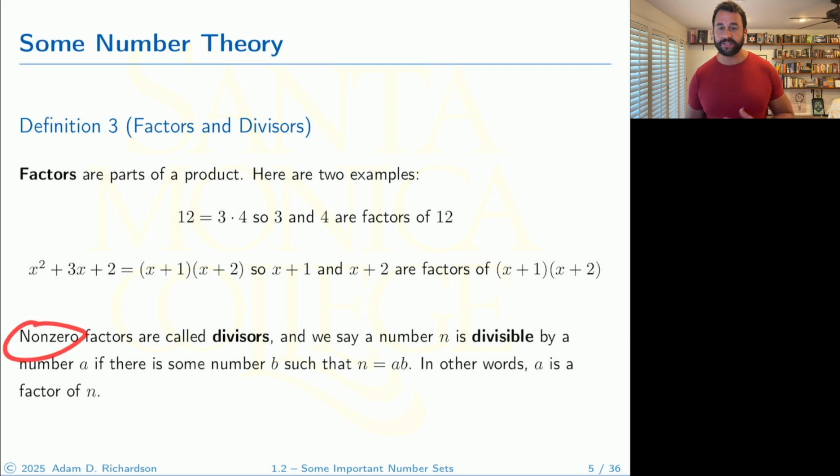If your factor is not 0, then we can also call it a divisor. And we say that a number n is divisible by a number a if there's some number b such that n equals a times b, or in other words, a is a factor of n. Okay, now I just said a lot of stuff, so let's pause for a minute.